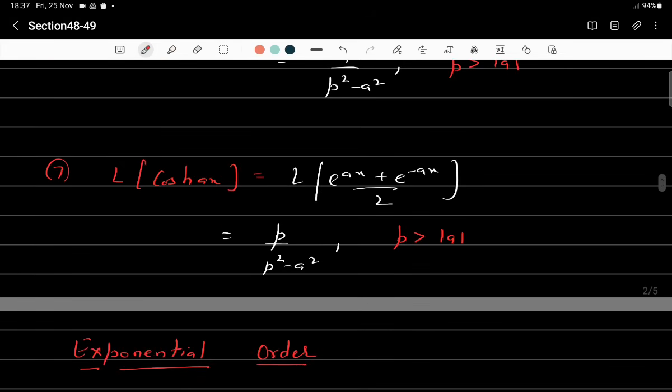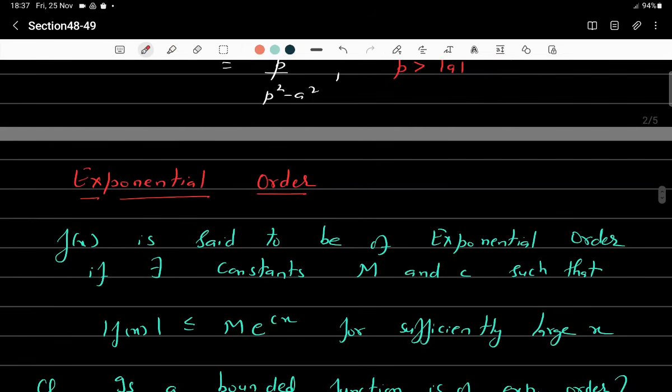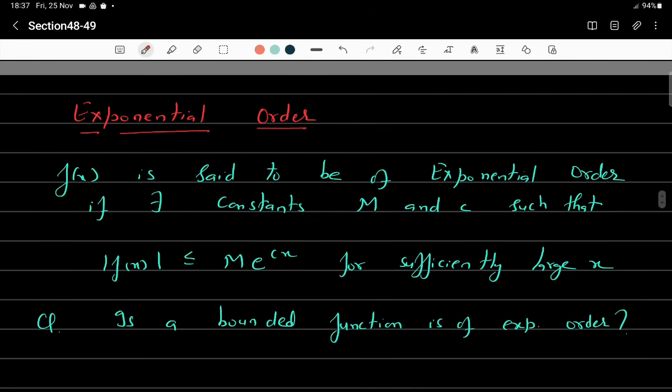So before moving to the sufficient condition for the existence of Laplace transform, we need to introduce a new term, which is exponential order. So we say that any function f of x is of exponential order if it can be bounded by an exponential function, which means mod f of x is less than or equal to m e raised to the power cx, where m and c are constants. Okay, it would be clear once we discuss a few examples.